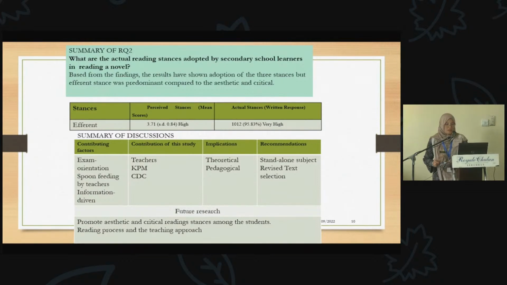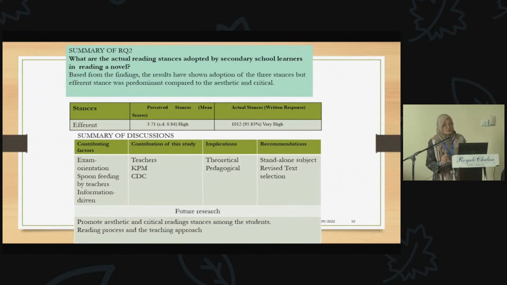But pedagogically, we see that when the students adopt or rely on different stances, teaching and learning is teacher-centered. They rely on the teachers to get the answers, spoon-fed by the teachers, which I believe is something that we need to change if we want the students to give their genuine response.